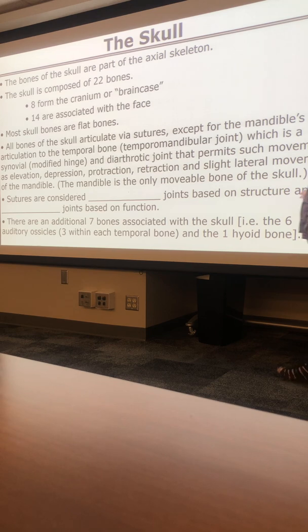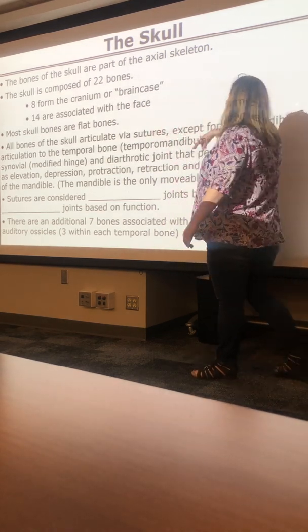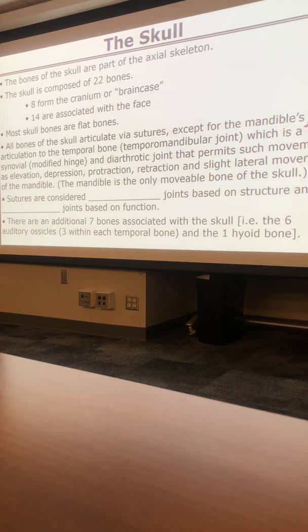So most of the bones are going to be articulating with one another via those sutures. However, there is one very movable joint, and that's going to be the mandible's articulation to the temporal bone, what's known as the temporomandibular joint. That's going to be a modified hinge joint.